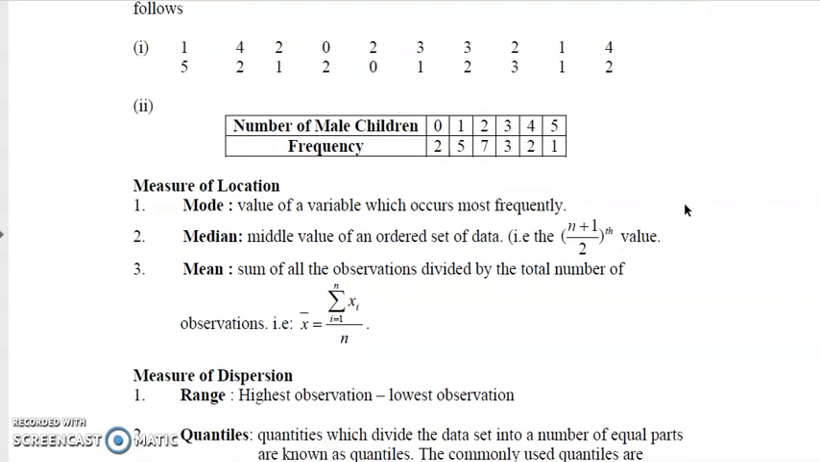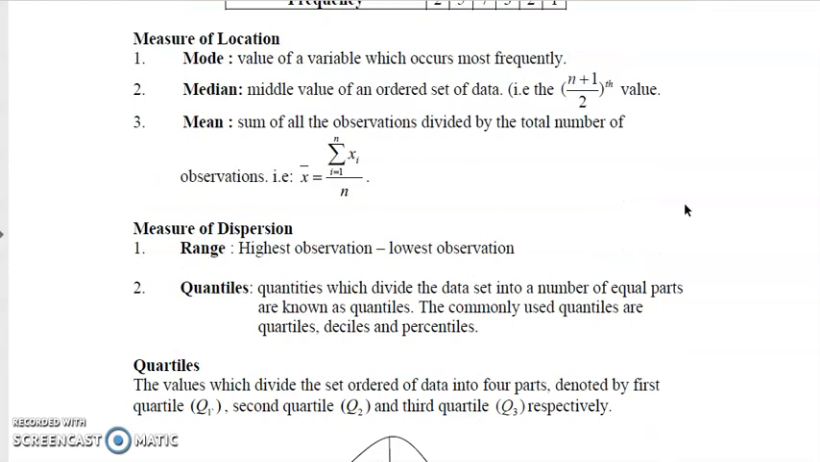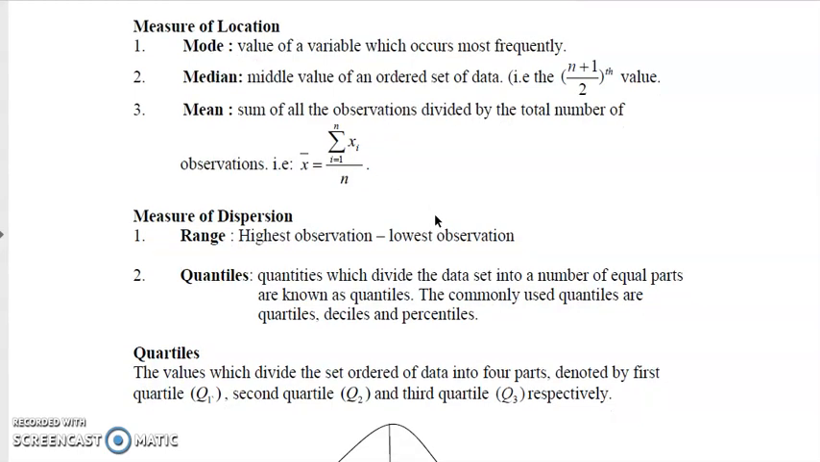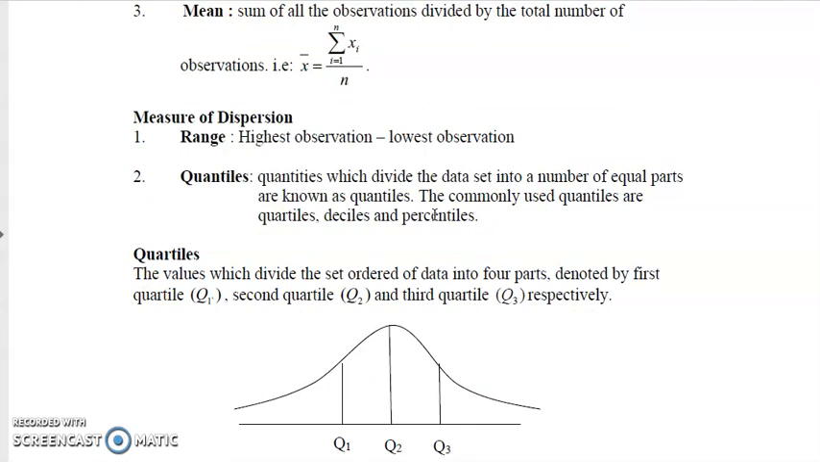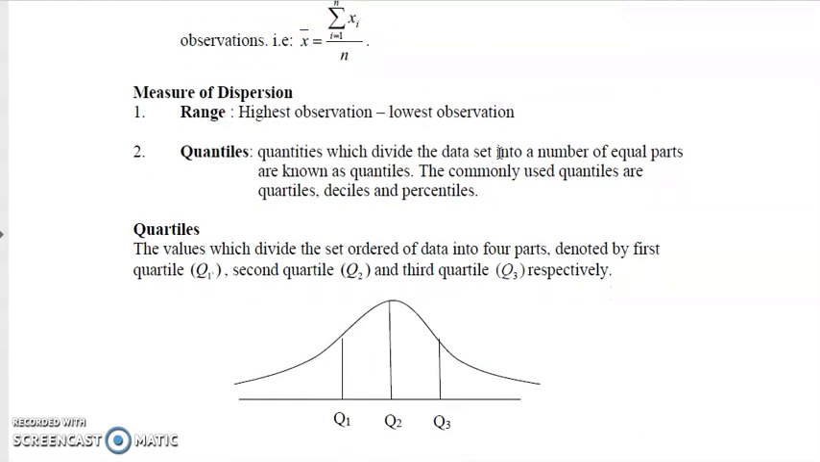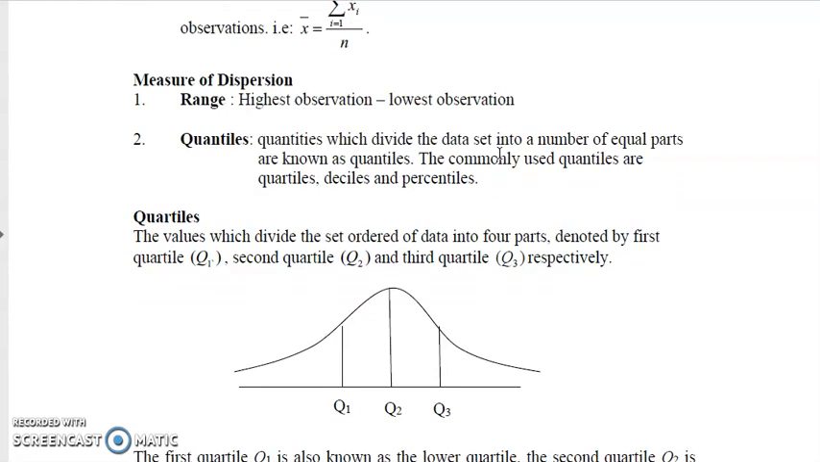And the mean here, which is we'll be going to have the sum of all observations divided by the total number of observations. So we're going to have this one. And the range, we will be having highest observation minus lowest observation, and quantiles. Quantiles, we have quartiles there, which is we're going to have quantities which divide sets into the number of equal parts.